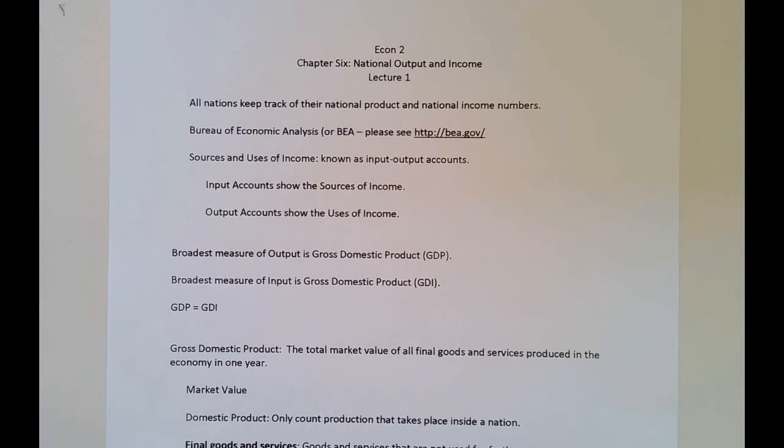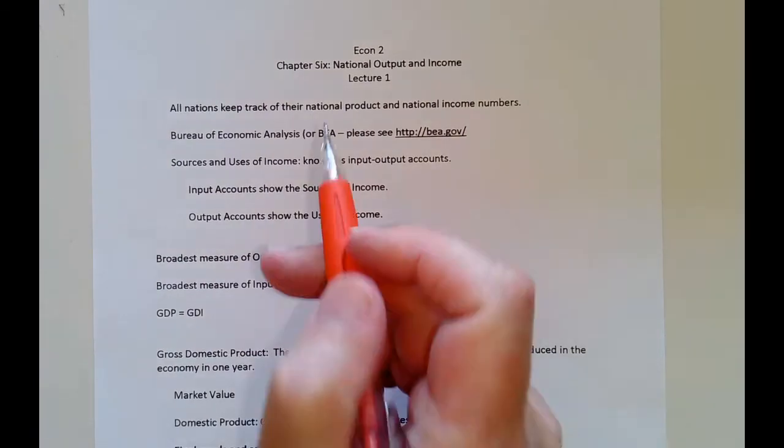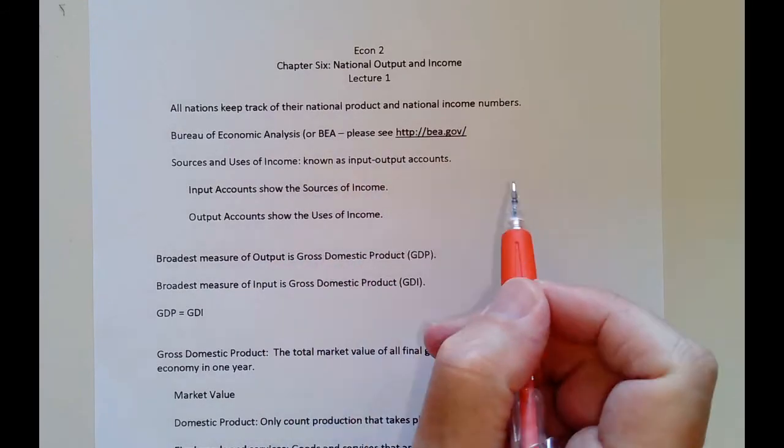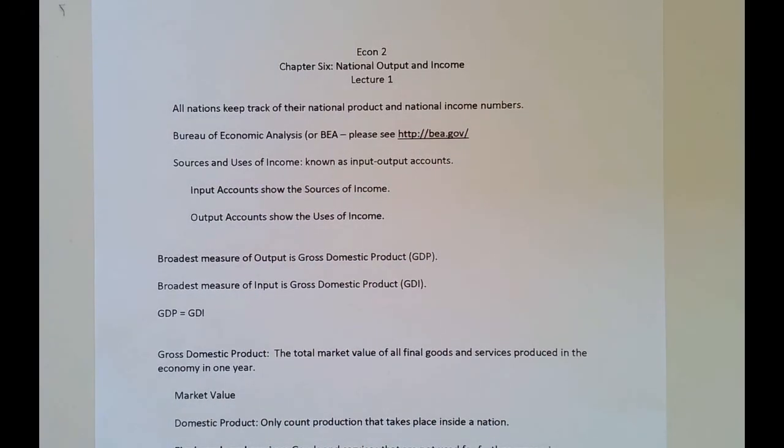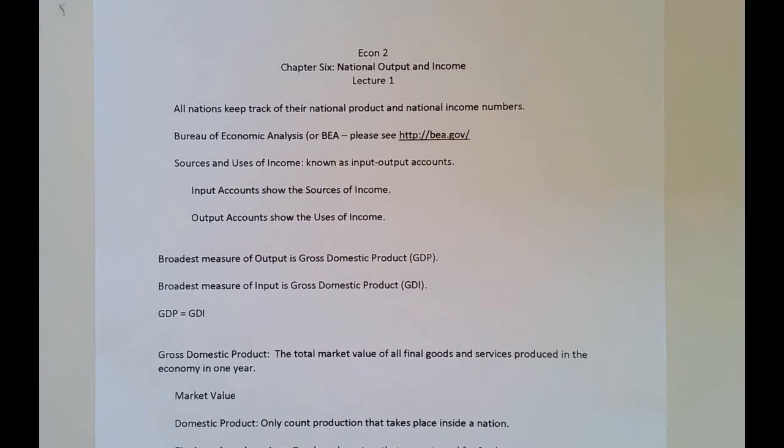Speaking of other nations, all nations keep track of their national product and national income accounts. And what's nice is this has been standardized back around the early 1990s, where every nation in the world keeps track of their national output and income accounts the same, except maybe some countries like China, North Korea, Cuba may not trust their numbers.